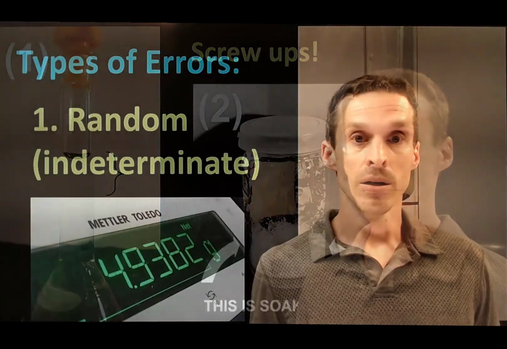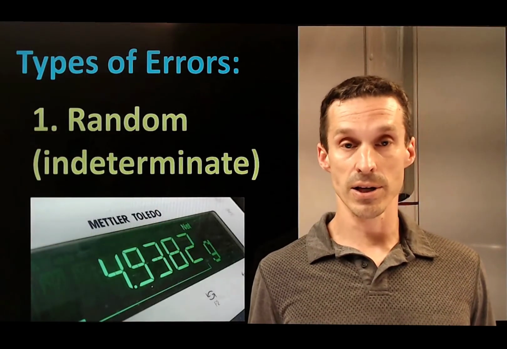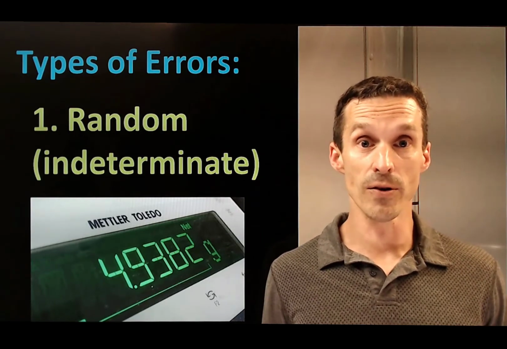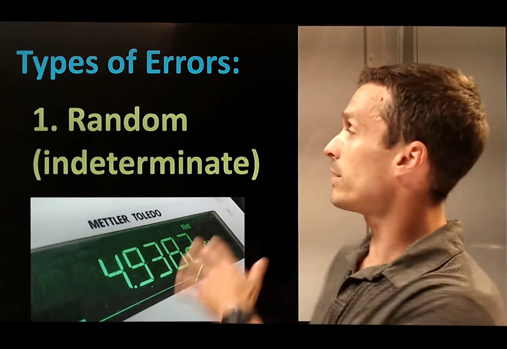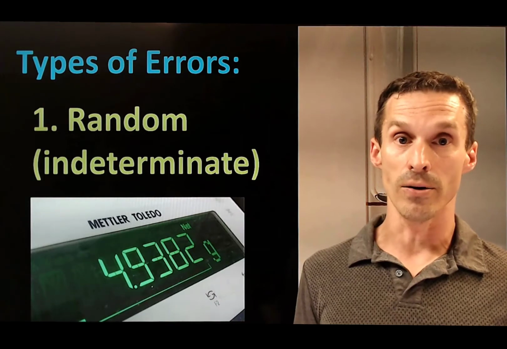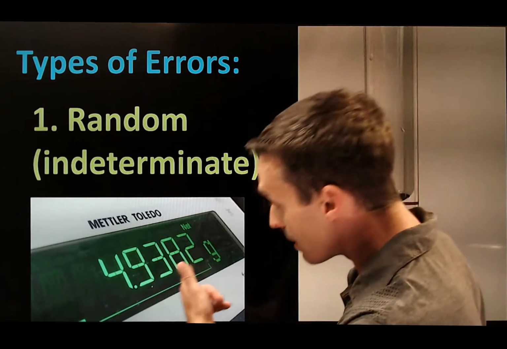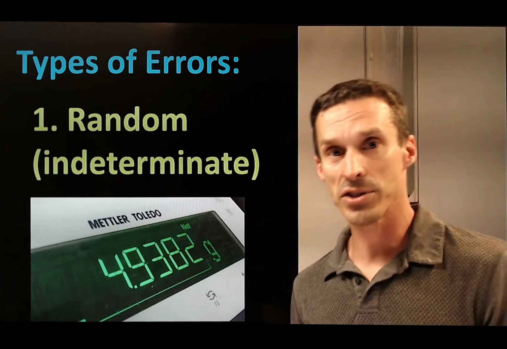So let's talk about some different errors, the type of errors that are either very hard to avoid or downright impossible. And the first one is the impossible type. So we call these random or indeterminate errors. Let's say, for example, you're working with an analytical balance, and this one happens to read to 4 decimal places, to the 10th of a milligram.